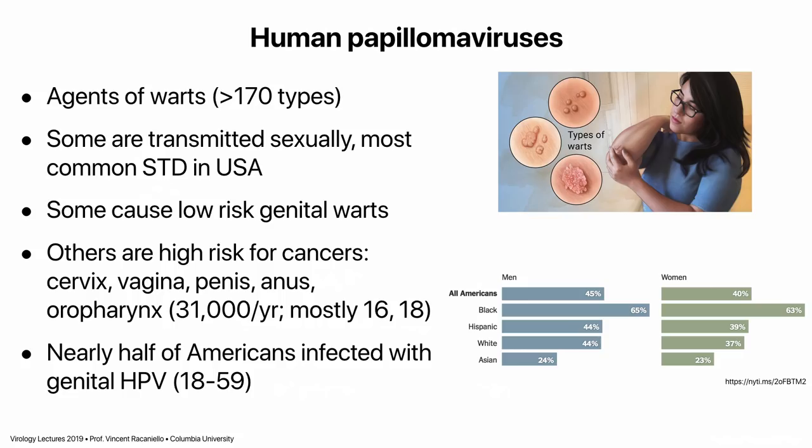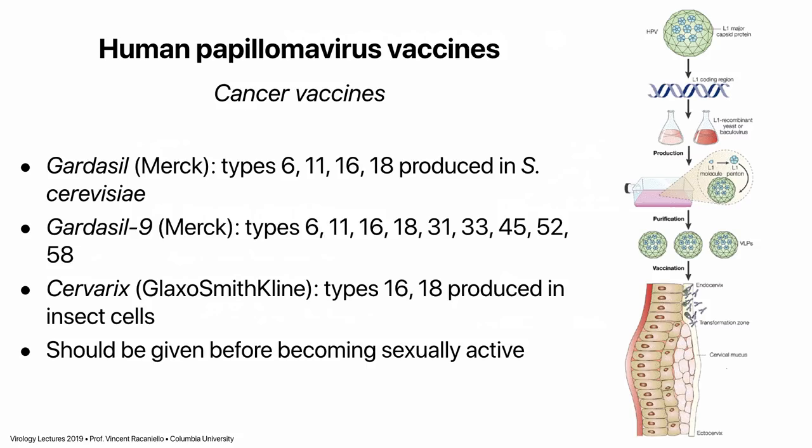So a number of years ago, several companies made vaccines against these viruses to prevent deaths from cervical and oropharyngeal cancers, for example. And these are made by two different companies, Merck and GlaxoSmithKline. The originals were Gardasil, these type 6, 11, 16, and 18. They were made in yeast. And now they have an expanded Gardasil with more serotypes because we see that some of these other types are causing cancers as well. GlaxoSmithKline has one called Cervarix, which is made in insect cells.